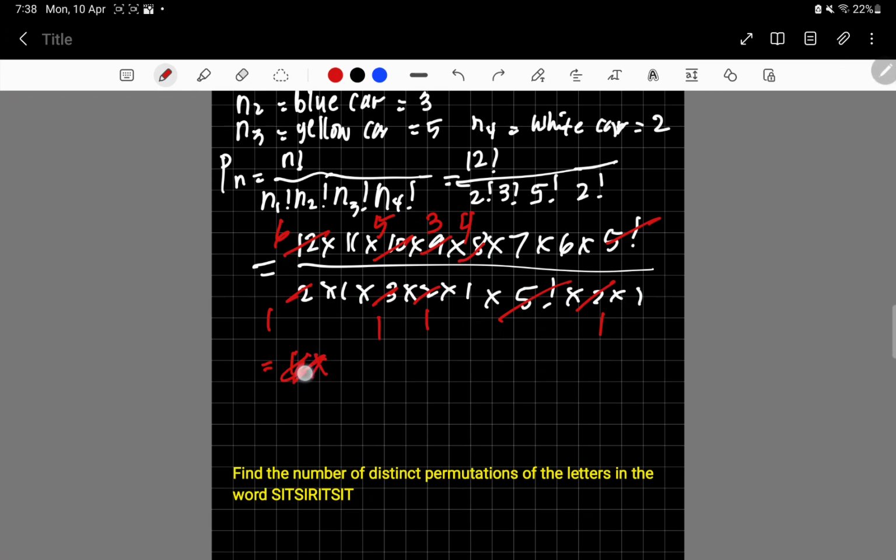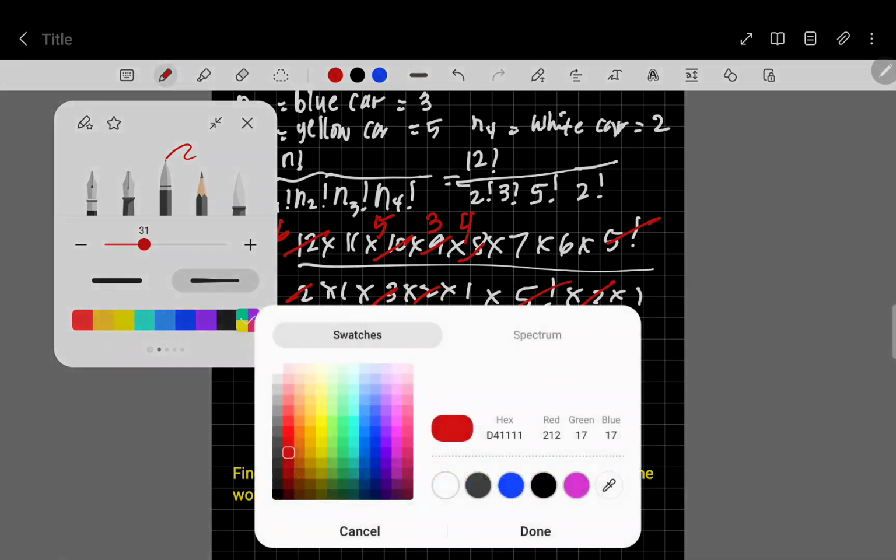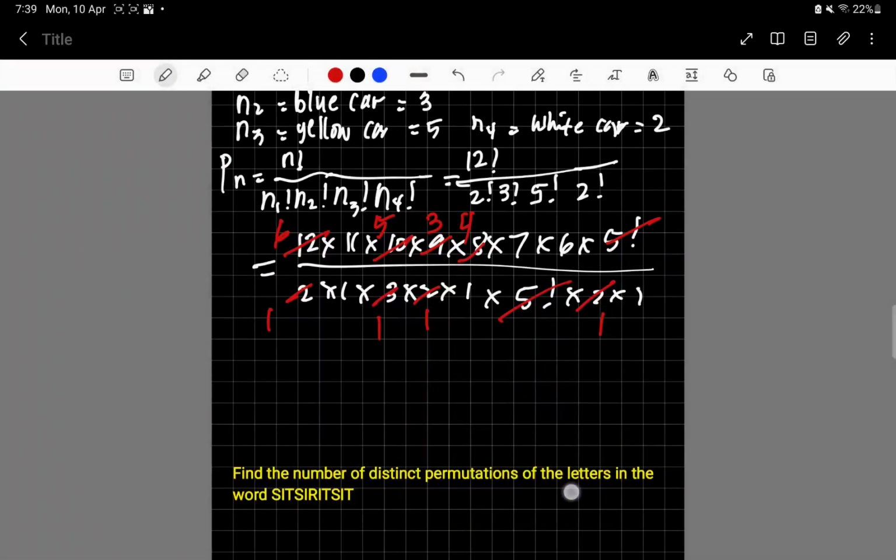Okay, so we have, rewrite ko lang, no? Okay, so we have, ano yung mga natira? 6 times 11 times 5 times 3 times 4 times 7 times 6. Then get the product. So yung denominator natin, 1 na lang naman, no? So we don't have to do that anymore.